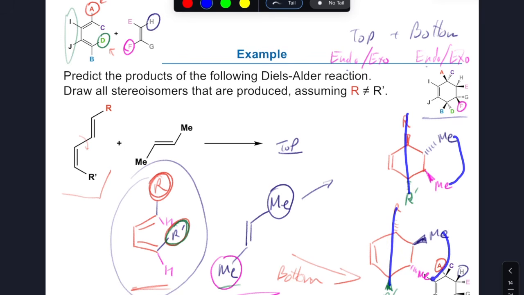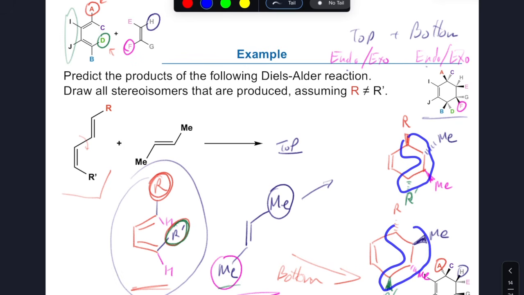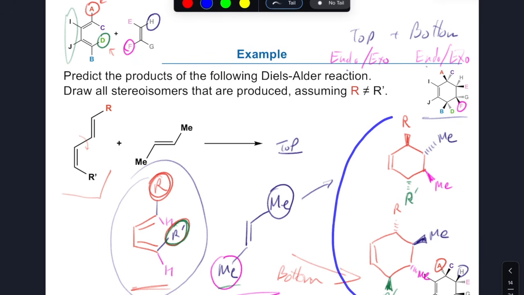The only difference between the top and bottom approach is that the absolute stereochemistry across each center has flipped. Well, this was a wedge, it's now a dash, dash is now wedge, wedge is now dash, dash is now wedge. That's the consequence of going top and bottom, is you end up with a complete inversion of all the stereocenters you see, not any relative changes. So we're going to do one more thing.